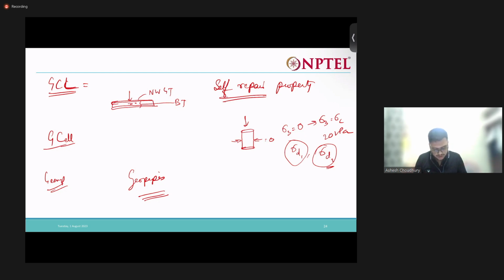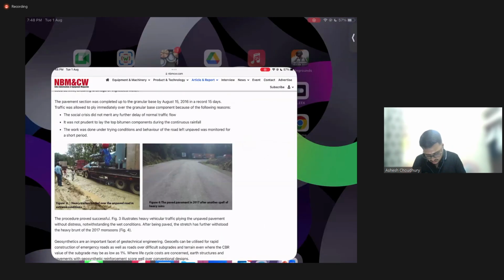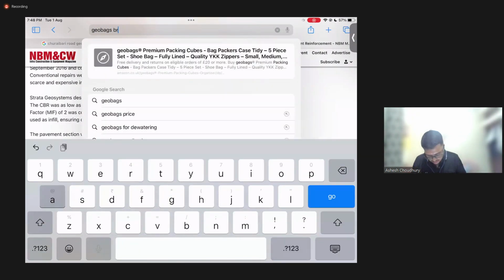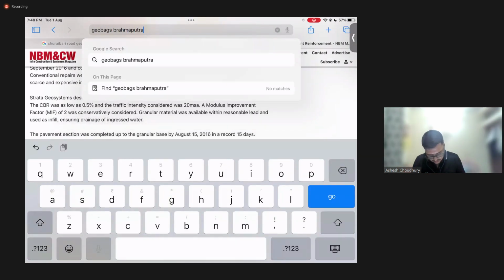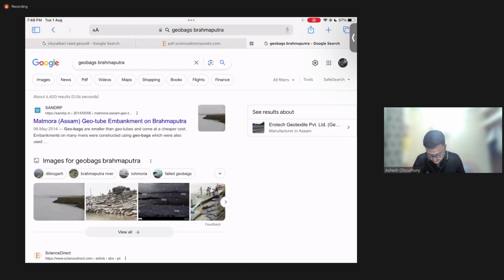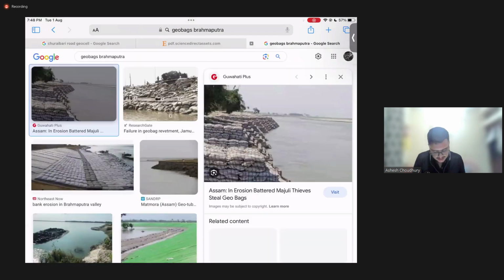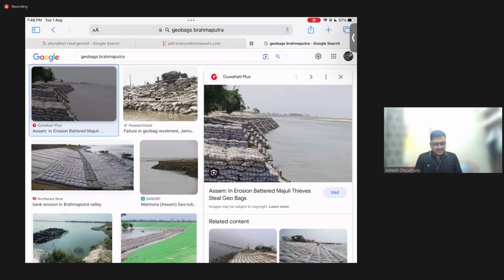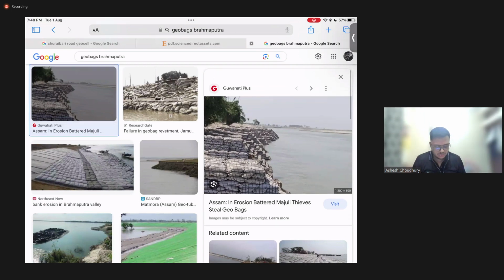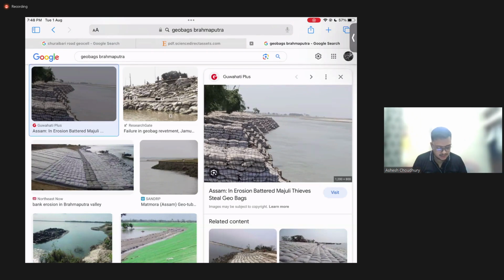Just let me show you the picture of geobags. I think you have seen geobags. So you can see this image here. See, these are bags, nothing but sacks. These sacks are filled with soil, and they are placed in this arrangement along the river banks. So what happens is that these geobags prevent the erosion of the river banks.